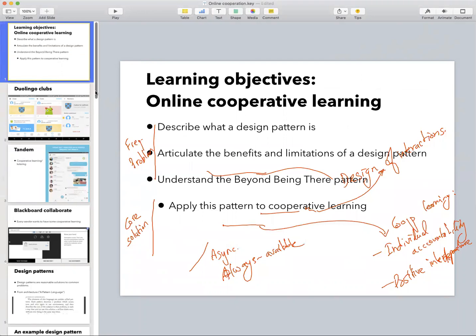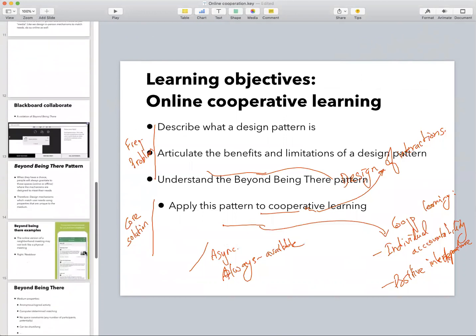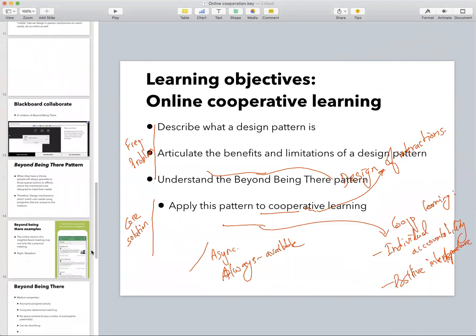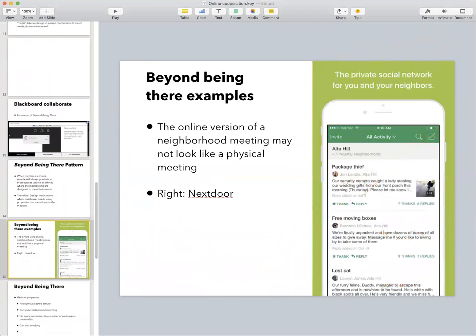Before you go, I just wanted to point out that this particular design pattern can be used for more than just designing online cooperative learning. Here is an example of using it for a completely different non-learning application. Here's a social network. It's called Nextdoor. It allows you to see activity that's happening in your neighborhood. If you were to replicate what would happen in the in-person neighborhood, you might have a meeting at a particular time where everybody in the neighborhood comes in and shares their news.